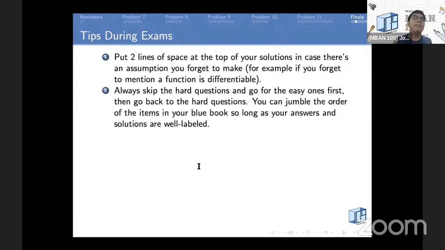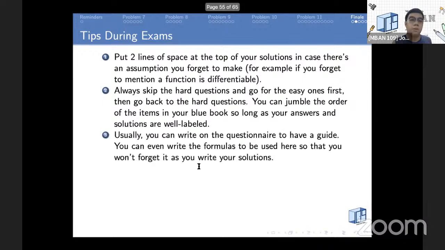Ito yung part na sinasabi na since you're skipping hard questions, you can try to label it as kung ano man yung order na gusto nyo. At saka may guide yung mga profs pag nag-check na sasagot. Okay, next. Usually, you can write on the questionnaire to have a guide.